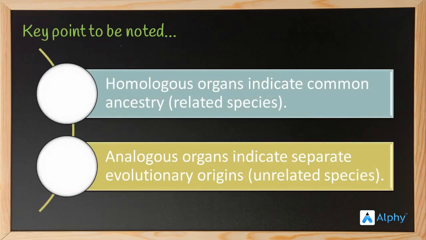Now, the key point to be noted is how these two organs help to point out evolutionary relationships. Well, in case of homologous organs, they indicate common ancestry. How? See, in the case of homologous organs, both the organs have a basic design, a basic internal structure, which means they have originated from a common ancestor, or from an organism which had the same design. So indirectly, homologous organs indicate common ancestry. This implies that the species are related to each other.